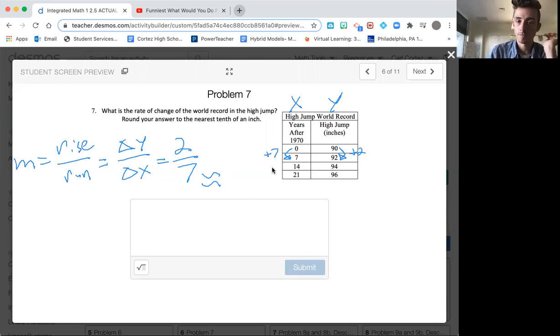Let's see. Use my calculator for this. 2 divided by 7 gets us 0.2857. But since we're rounding to the nearest tenth, I'm going to call it 0.3. So this is approximately 0.3. That's your slope, your rate of change. There you go. So every year they're increasing about 0.3 of an inch.